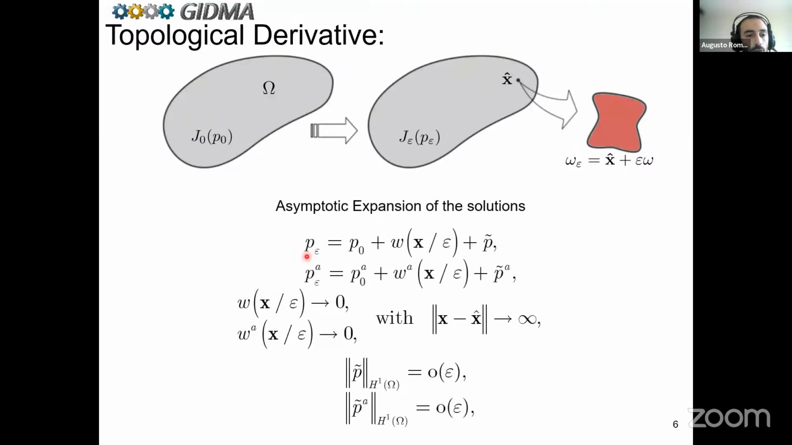We can do it by means of this asymptotic expansion. This particular one is very well known in the literature, it is very common, and it is composed of the unperturbed state variables, a boundary layer corrector or exterior solution, and a remainder solution. The main feature of the exterior solution is that it must decay at infinity, and the remainder of the solutions must have the following estimate.